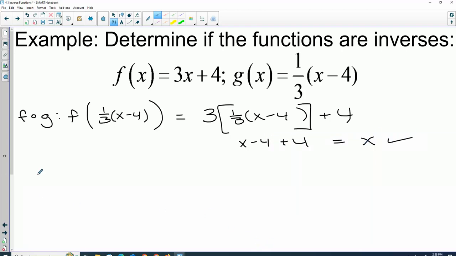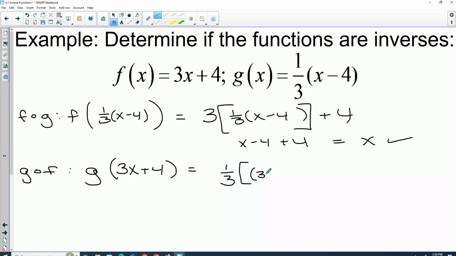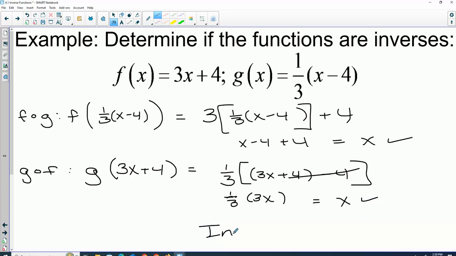So far so good. You do have to check the other one because it is possible for one of them to equal x and the other not. So we have g of 3x plus 4. So g is 1/3 times the thing we plug in minus 4. So minus 4 and plus 4 cancel, so we get 1/3 times 3x, which is x. So both ways turned out to be x, and they are inverses.